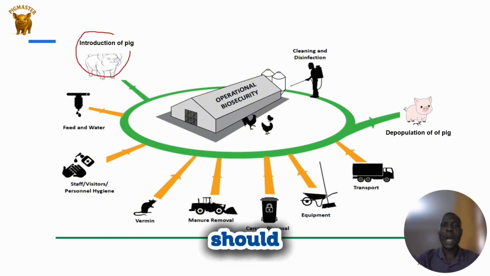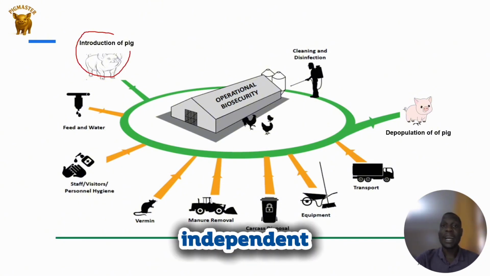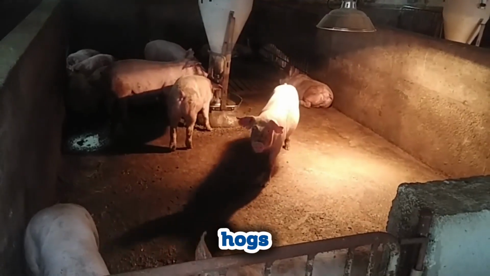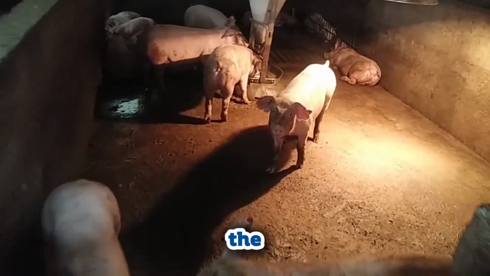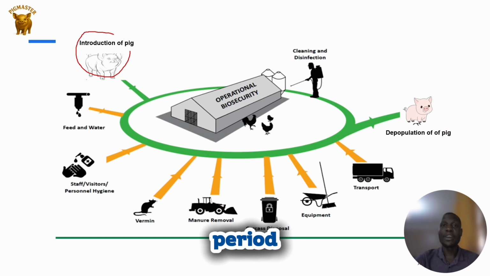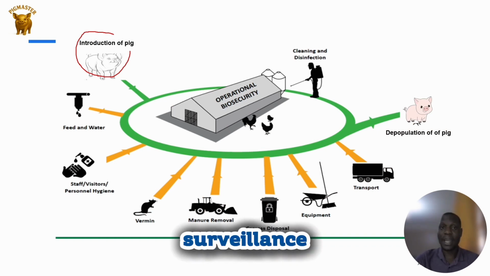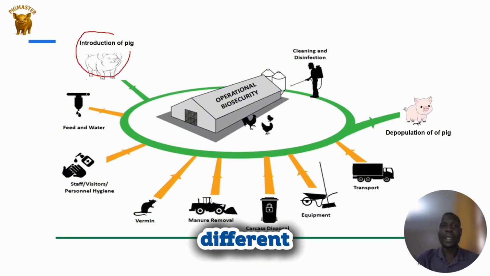A farmer should have an independent quarantine room where new hogs that have been brought onto the farm should be separated for a period of about 10 to 14 days while they are still under surveillance. You look at its feeding behavior, the health status, you take the temperatures, you look at its anatomical features and ensure that it is free from any disease or any infections before you put it into the general herd.